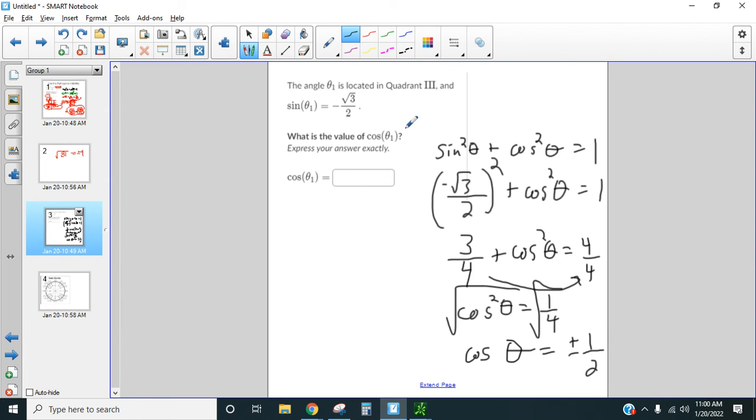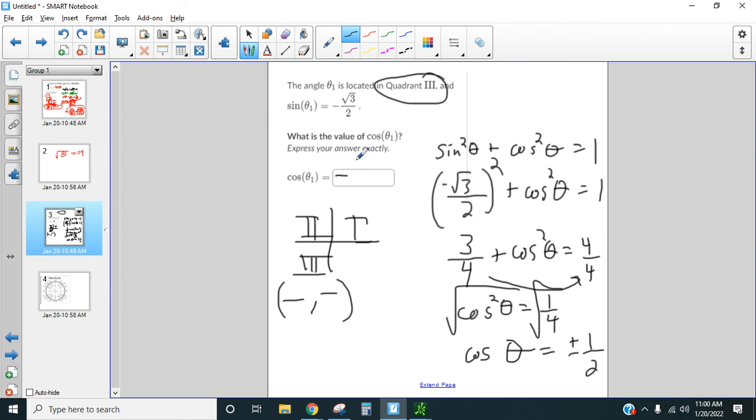Which quadrant are we in? Quadrant 3. Let's go to quadrant 3. 1, 2, 3. Over here, the cosine is negative. The sine is also negative, right? So our answer is going to be -1/2. Now, this one, there's actually a shortcut right away. If you're right here, check it out.